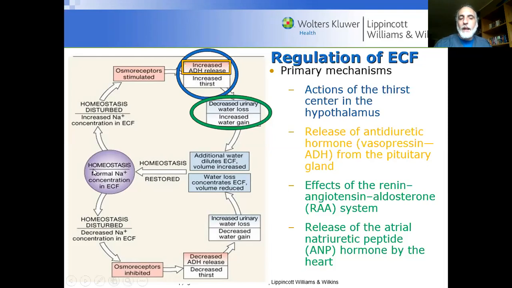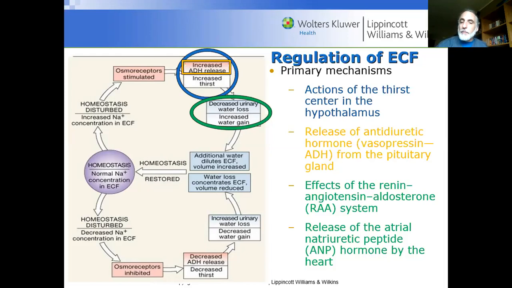Now let's pop over here. All right, so here we are back to homeostasis, and the sodium content is decreased. You have excess fluid on board, which decreases the concentration. Then it inhibits the osmoreceptors, decreases the release of ADH, or antidiuretic hormone, and decreases the thirst sensation, which causes kidneys to not retain sodium.